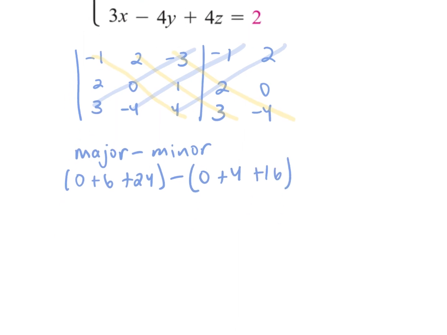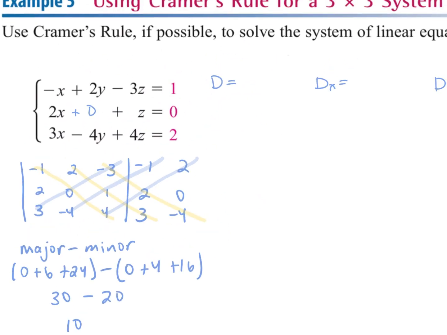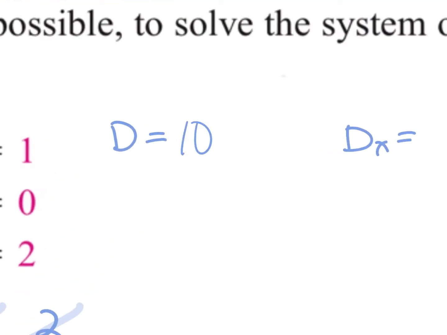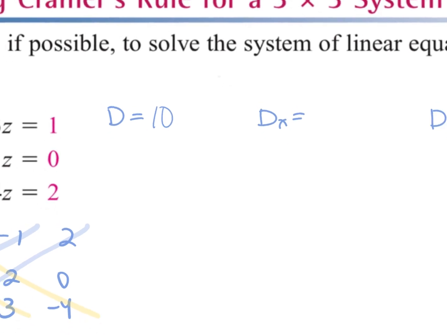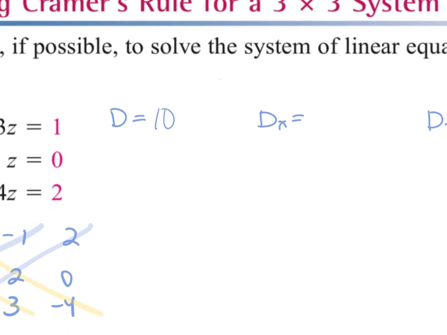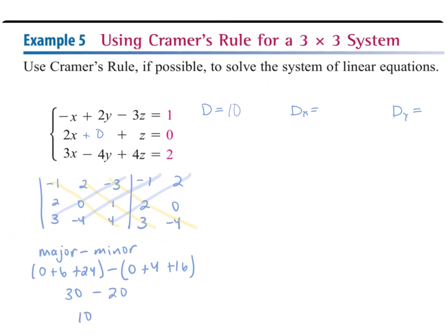So simplify. My first parenthesis is 24 plus 6 is 30. Minus, what's 0 plus 4 plus 16? 20. So what's 30 minus 20? 10. So your coefficient matrix, the determinant is 10. So you're going to find d sub x, d sub y, d sub z, and divide everything by what number? 10. All right, so here we go.